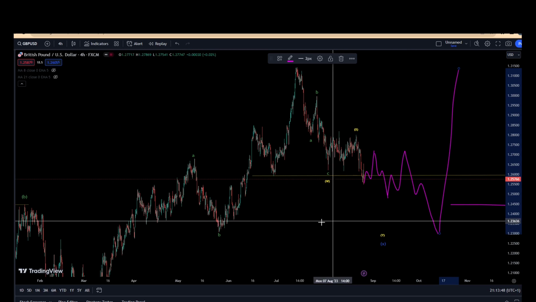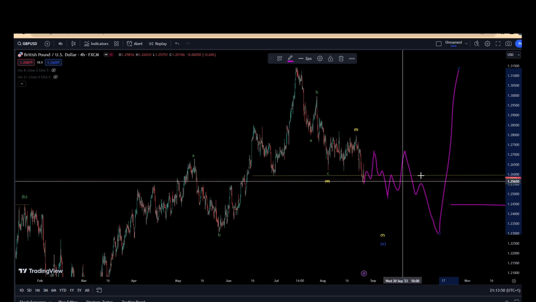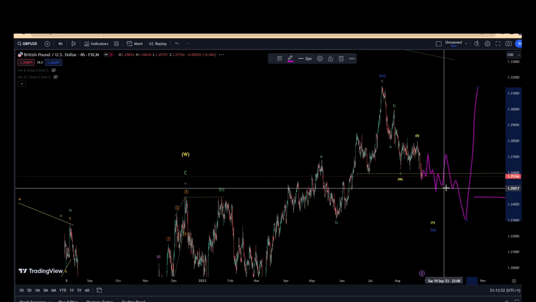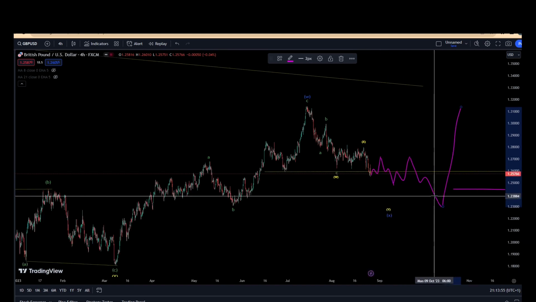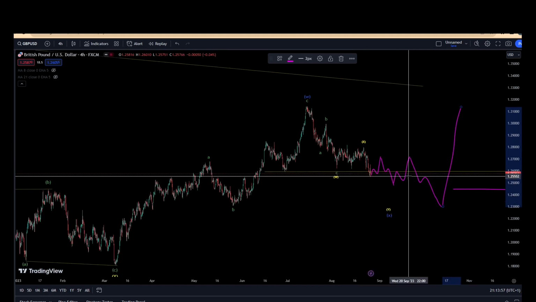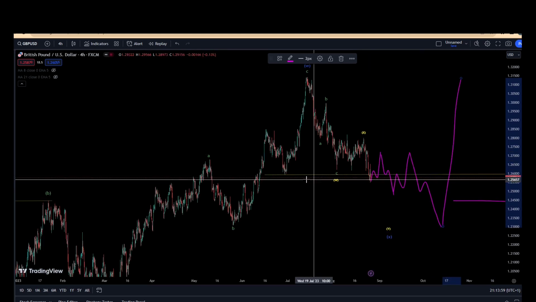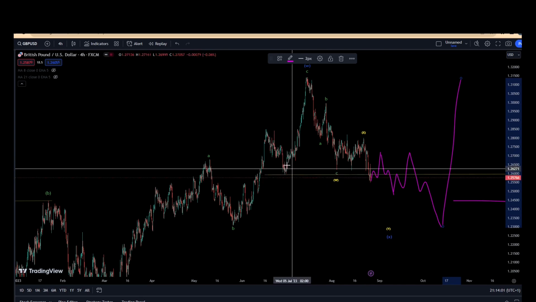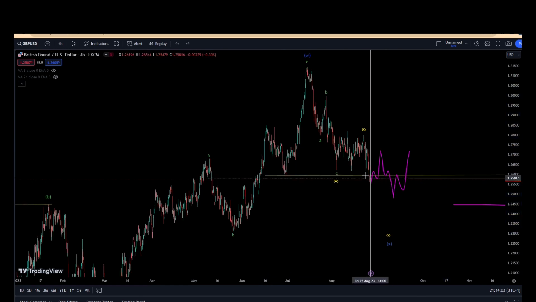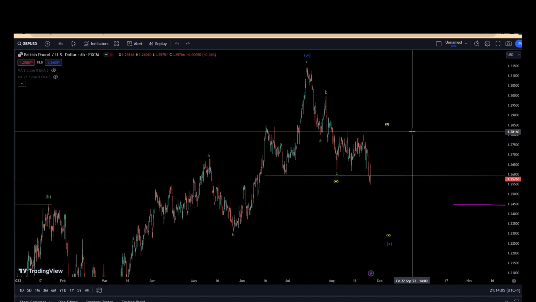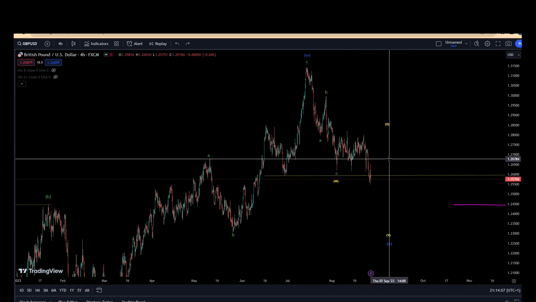There's so many possibilities, but nevertheless, I do think that we're going to continue to head towards the downside with this pair. But at the same time we have just broken market structure, so just be a little bit careful when you come towards these levels. Don't just look to buy or go for the longs. Let the market play out as it wants to.